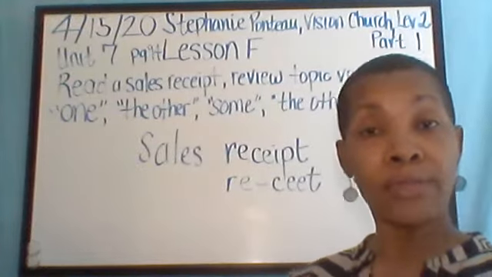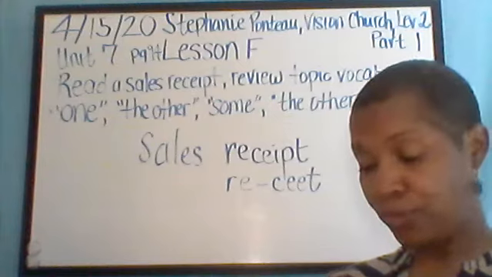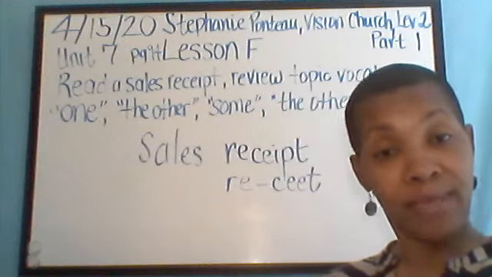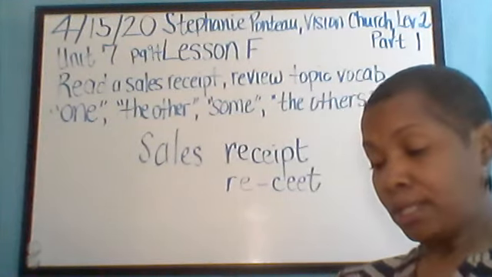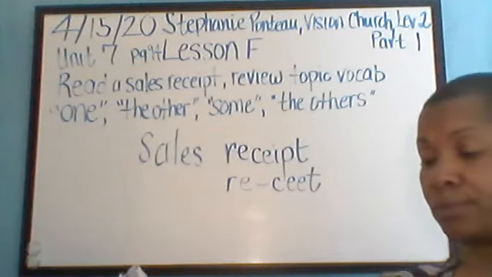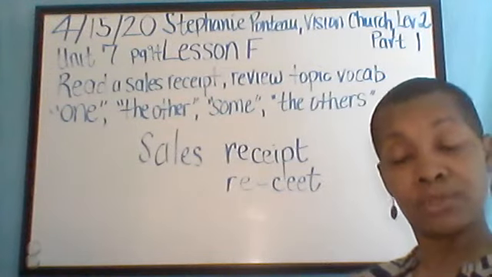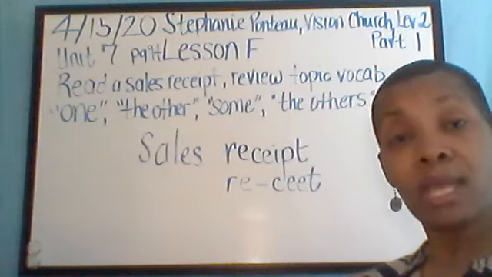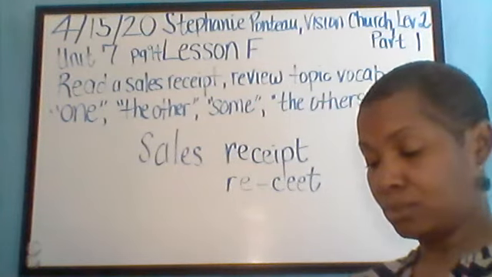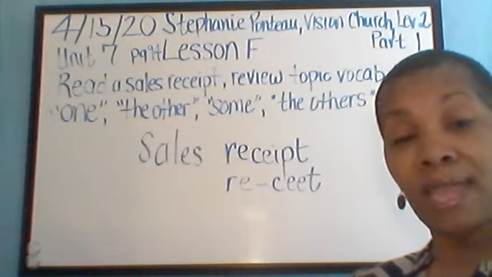All right, now that you've had an opportunity to answer questions 1 through 4, let's go over it together, okay? All right, exercise A. Read the questions, look at the sales receipt, fill in the answer. Number 1. Which is the cheapest item?